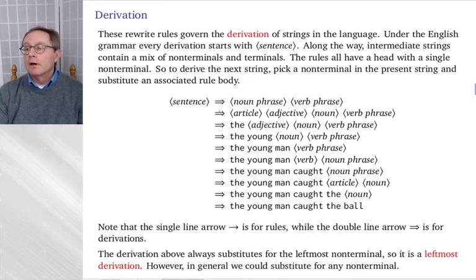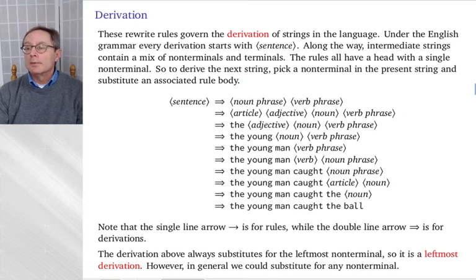Article can expand to the, T-H-E. So what you're seeing is that you're doing some kind of algebraic replacement here. The non-terminals are acting like variables, and you're replacing them with things you're allowed to replace them with. The single line arrow describes the replacements that are legal. The double line arrow describes which replacement you actually did.